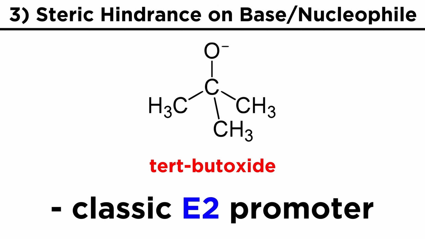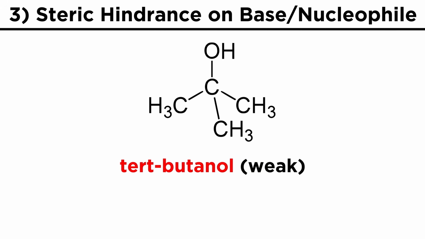Because of this, tert-butoxide is the classic E2 promoter. It is much easier for it to approach the edge of the molecule, extract a proton, and be on its way. Similarly, the weak analog would be the conjugate acid, tert-butanol.